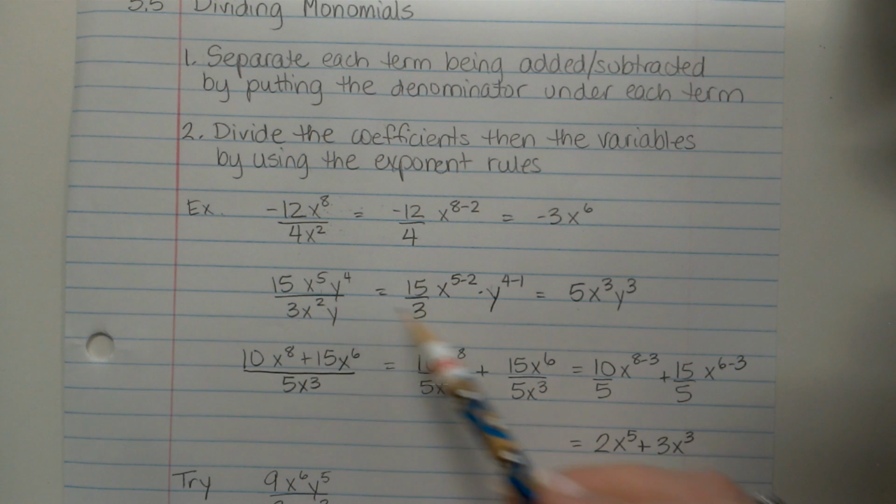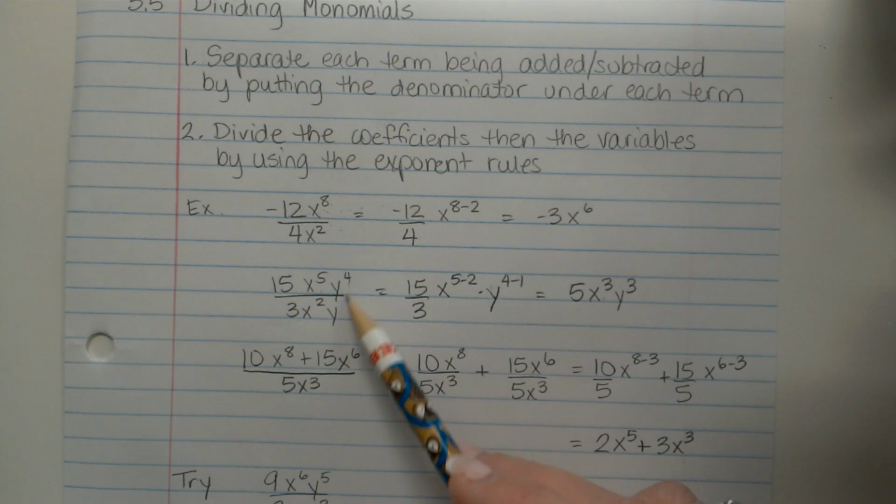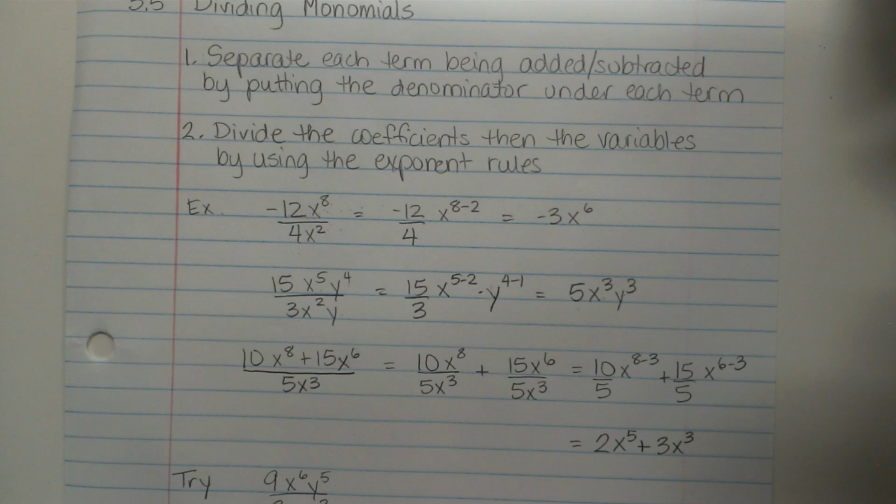5 minus 2 is 3. And 4 minus 1 is 3. And that's how you get that one.